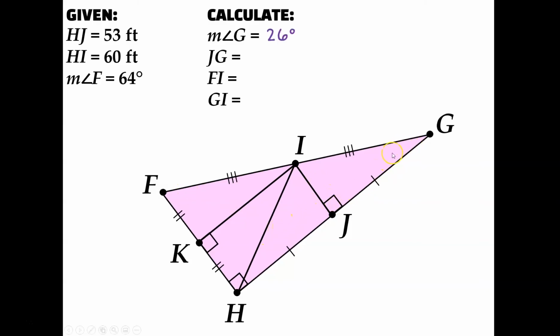Okay, well what about JG? Well, we were told that HJ was 53, and it's marked on the diagram that HJ and JG are congruent, so that means that JG must be 53 feet.